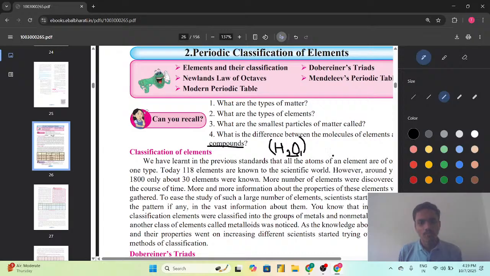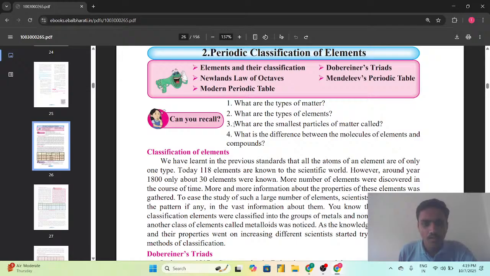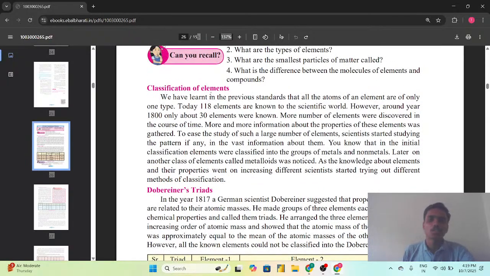So we have asked here, what is the difference between this? That means, what is the difference between the molecules of the elements and the compounds? All these we are going to see in the chapter Periodic Classification of the Elements. So let's get started. Classification of elements.